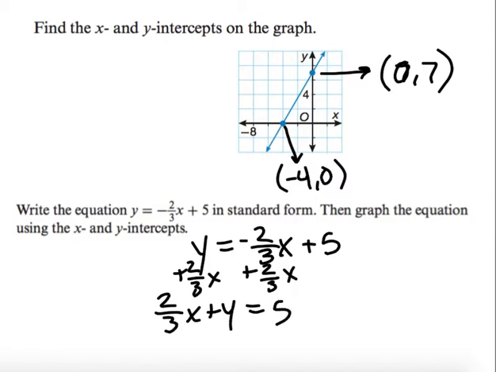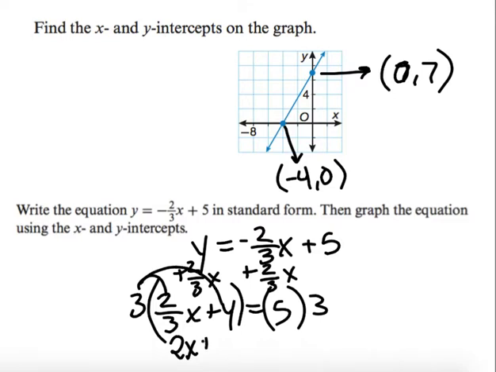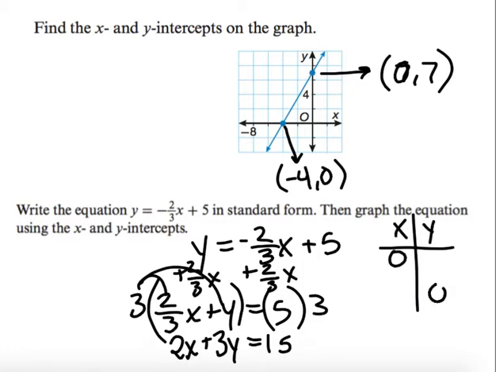But typically we don't see fractions in front of our x or our y, so I'm going to get rid of that fraction by multiplying by the denominator on both sides. And I would say, okay, I'm going to distribute here, and I would get 2x, distribute again, and I would get plus 3y equaling 15. Much easier to work with. Okay, and using the x and y intercepts, I would make my graph with x and y at 0. So if I plug in 0 for x, I'm going to get y is 5. If I plug in y is 0, I'm going to get that x is 7.5. Now I would just plot those on my coordinate grid.